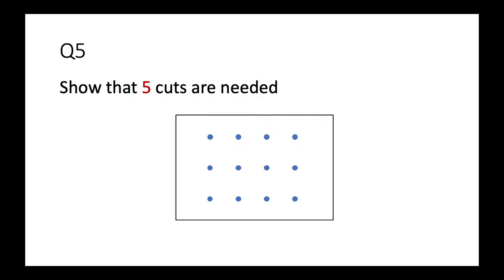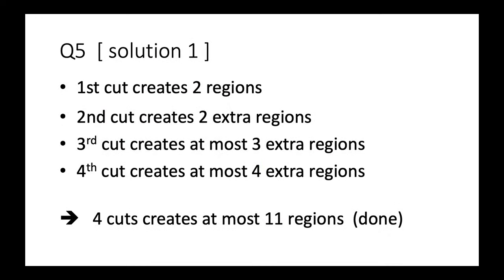But then we want to show that 5 cuts are needed, which means that 4 cuts cannot possibly separate all the points from each other. Why? Okay. And then there are actually two solutions for this one. The first solution is to analyze the effect of each cut.